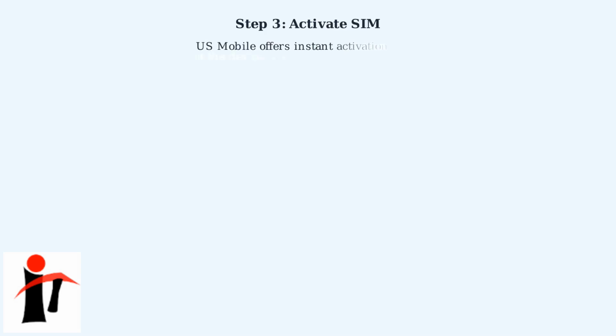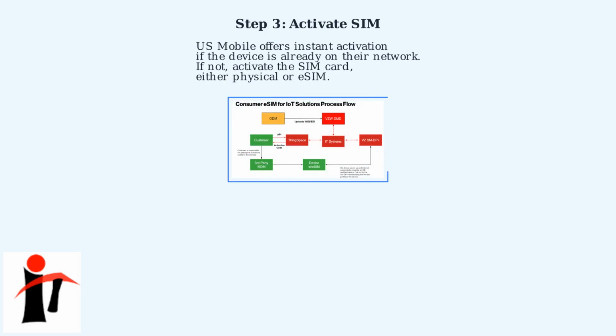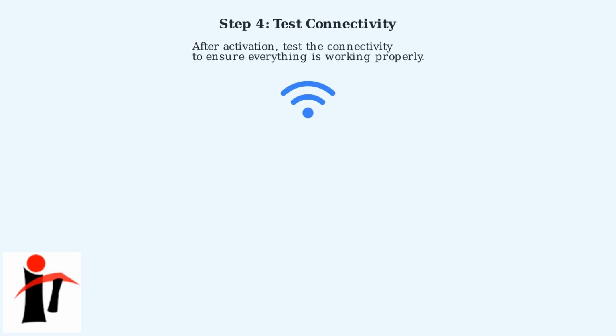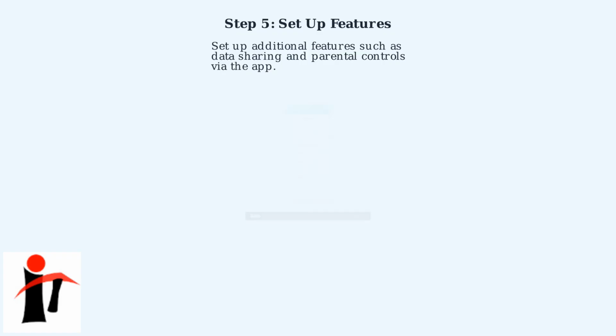US Mobile offers instant activation if the device is already on their network. If not, you'll need to activate the SIM card, either physical or eSIM. eSIM activation has become standard, reducing delays. After activation, test connectivity. Finally, set up additional features such as data sharing and parental controls via the app.